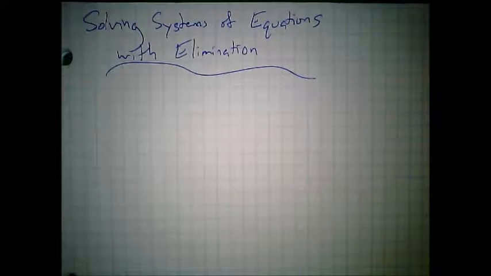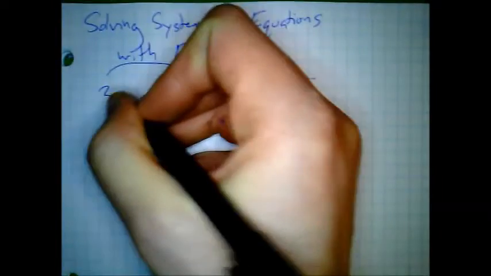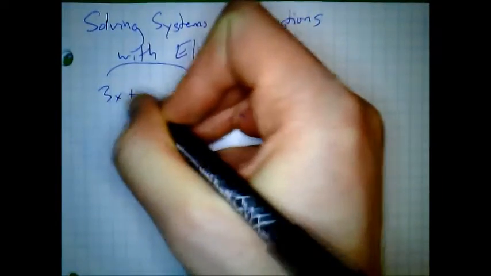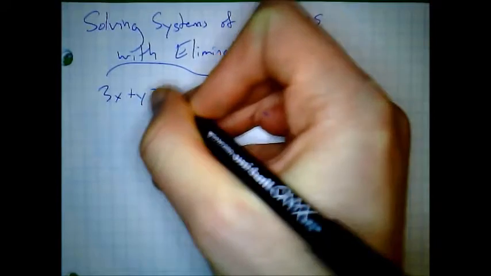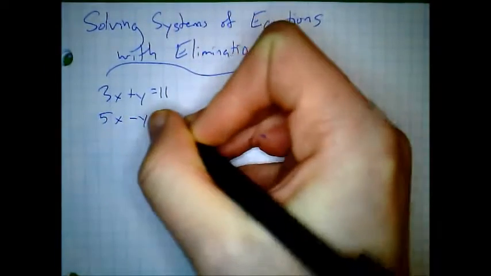Okay, in this video we're going to look at solving systems of equations with elimination. So let's look at a first example. 3x plus y equals 11 and 5x minus y equals 5.